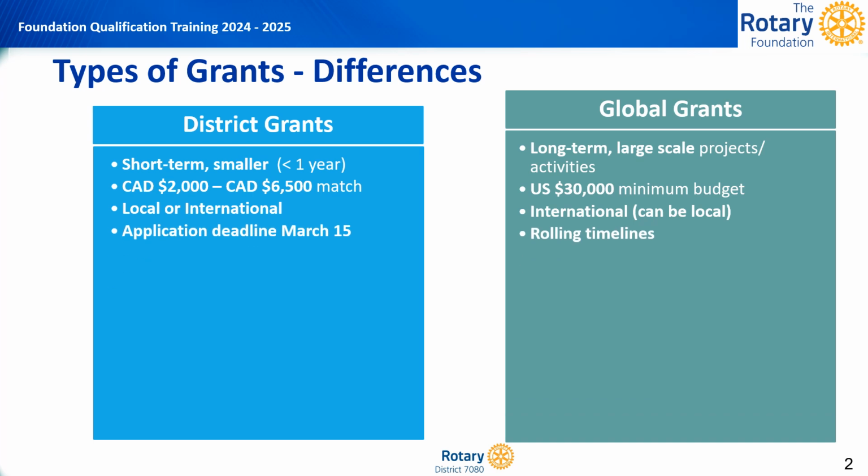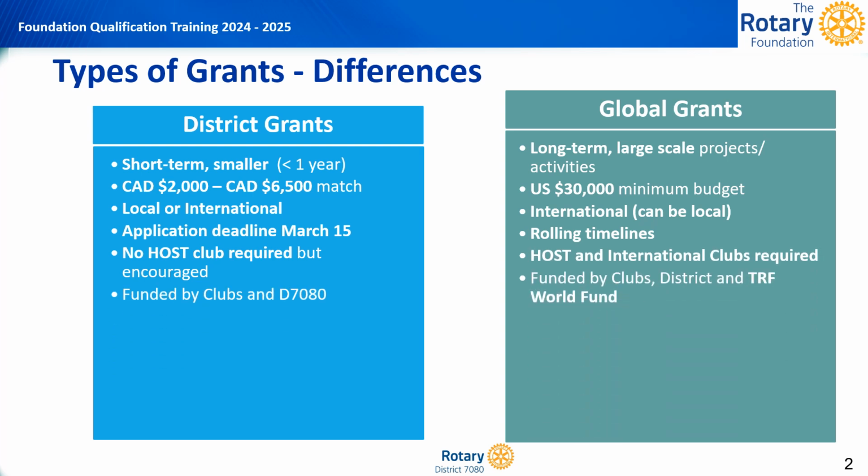District grant applications must be submitted by March 15th each year, but global grant applications can be submitted at any time during the year as they have a rolling timeline. There are no requirements for a host club to be involved in a district grant project, while a global grant project requires 2 clubs, a host and an international sponsor.